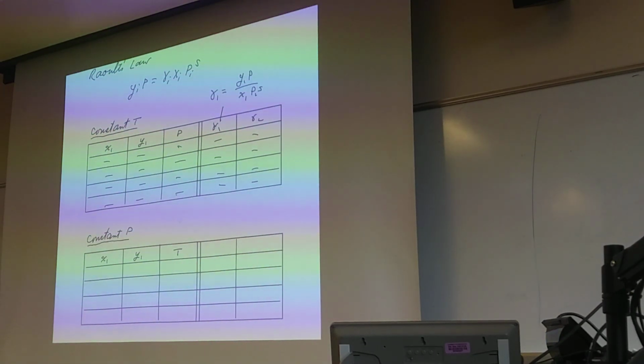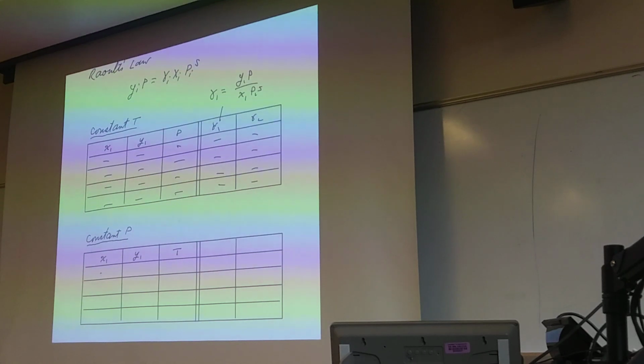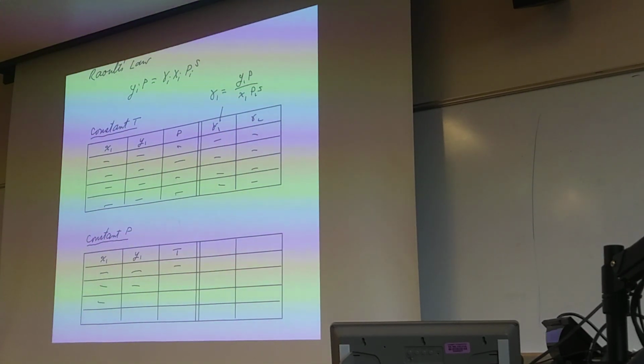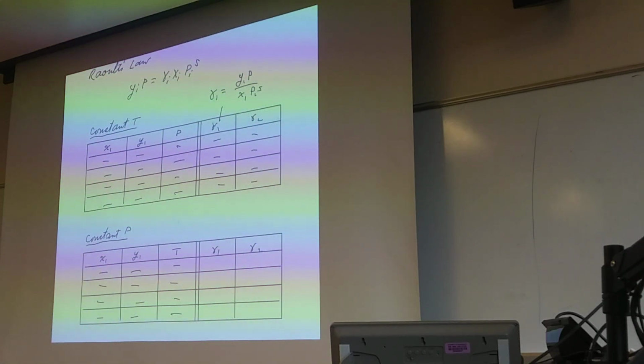And I could do the same thing over here for constant pressure data. The data that are given in the database are these three columns of data, x1, y1, and T, across the composition range. And I could use the same equation to calculate the gamma, so I can have a column for gamma 1 and gamma 2. Everyone clear about that? It's pretty straightforward.